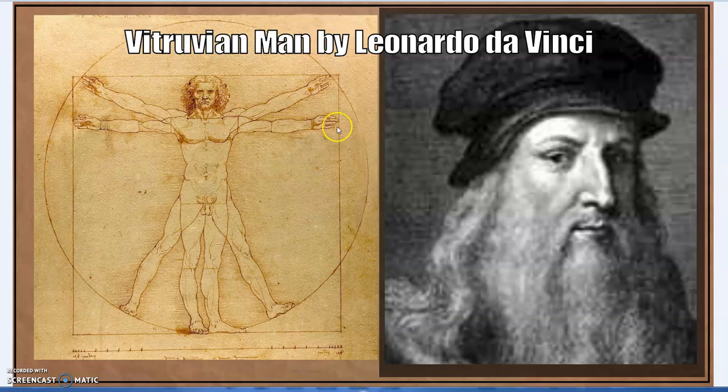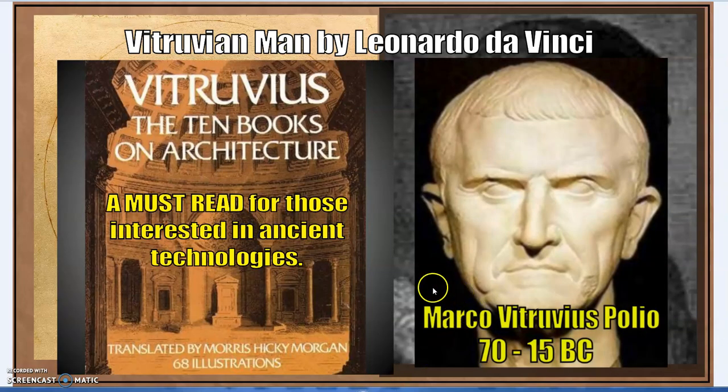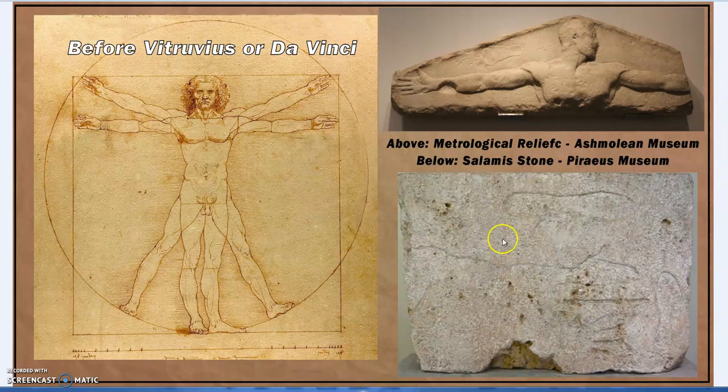So Vitruvian man, the image by Leonardo da Vinci, is actually based on the ancient Roman architect Vitruvius, who wrote about the proportions of a body and the symmetry of a temple, and how a temple should be based on an idealized human form. But long before Da Vinci and centuries before Vitruvius, we have this metrological relief. Sorry, there's a typo there. That's at the Ashmolean Museum, Oxford, England, and the Salamis stone in the Piraeus Museum in Greece. And how does that translate?